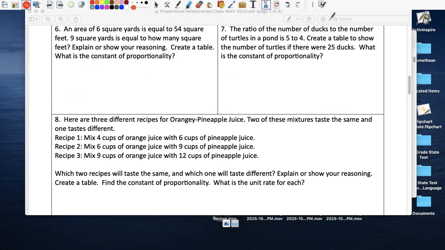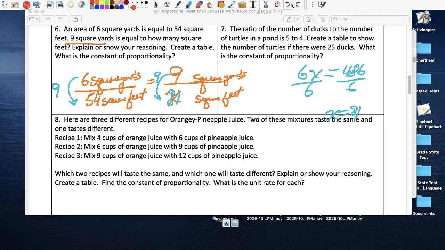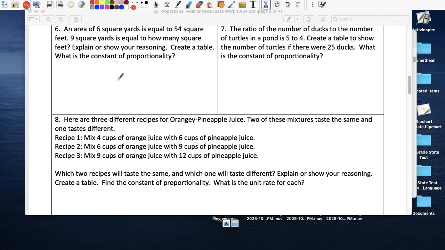This one, if you want to create a table, you can. Oh, they asked for the constant of proportionality. I apologize. So what's the constant of proportionality here? So I want to create a table, okay? And this one is square yards. This one is square feet.